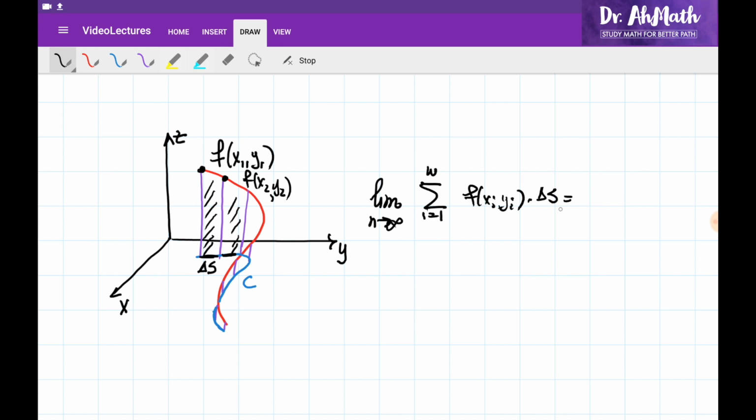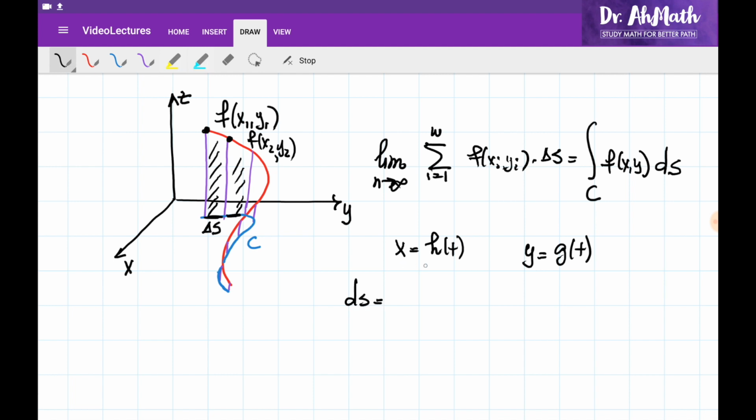And I can define this using the line integration of the surface f of x and y with respect to the arc length along some curve C. More precisely, if this curve is given using some parametric equation x is equal to h of t and y is equal to g of t, then we could evaluate ds as the square root of the derivative of x with respect to t, dx/dt, squared, plus the derivative of y with respect to t, dy/dt, squared, multiplied by dt. And we can just substitute this into the formula of the line integration.